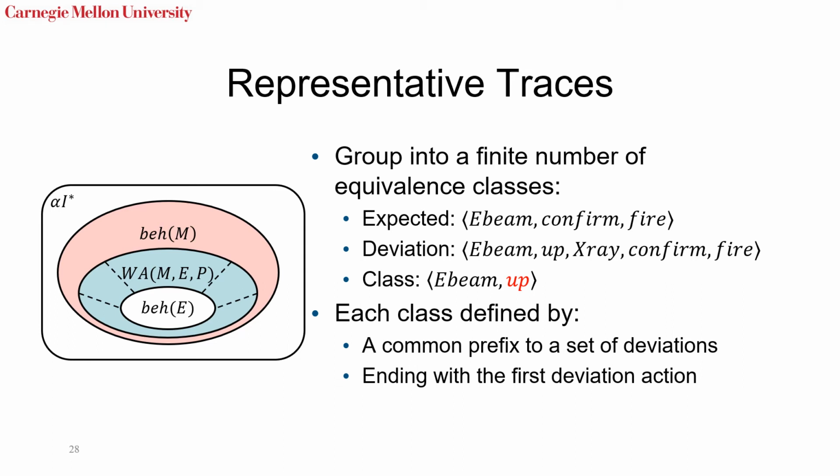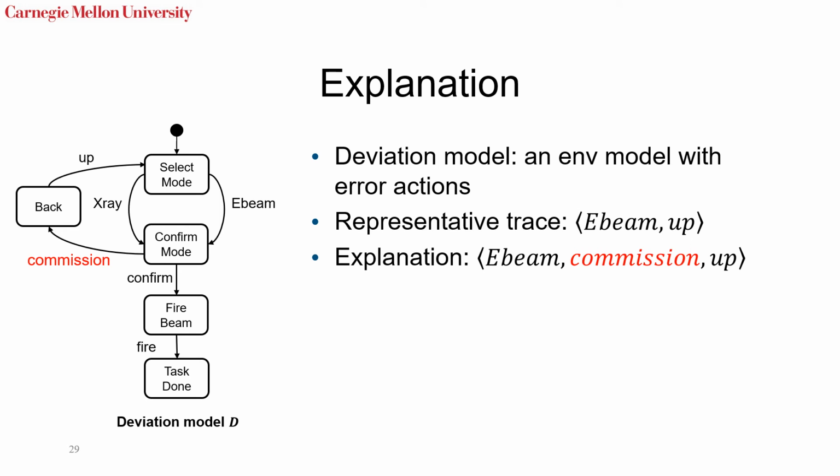Our rationale is that even if we have a trace with multiple errors, since the behavior already deviates from the expected one, it may not be important to focus on the rest of the errors, which might be infinite. For the second problem, we introduce a deviation model to generate explanations for the representative traces. We think such explanations can help developers understand what errors the system is robust against.